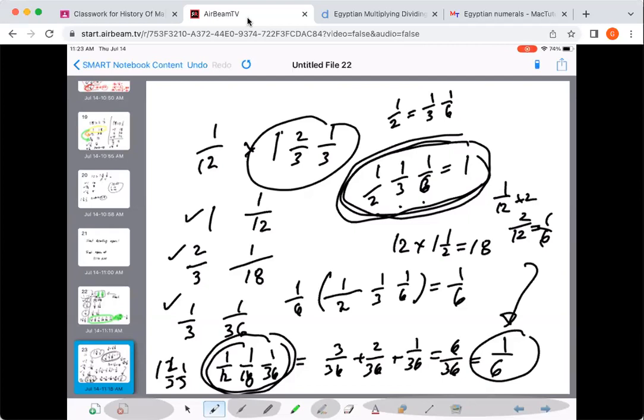Like on a test, for instance, if I said what's 1/12 times 2, I would not be asking you to change the 2 into 1. But if I gave the question this way, I would want to see this work.